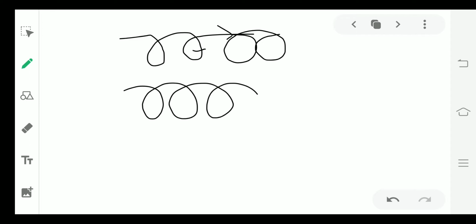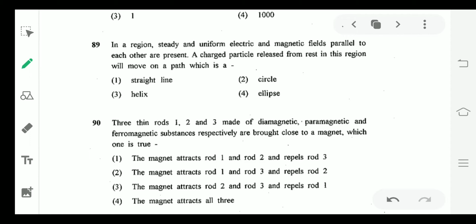Let me write it clearly. So the electric field will try to move it in a translational direction and the magnetic field will try to make the loops, because the nature of magnetic field is to move a particle in a circular direction, and the nature of electric field is to move it in a translatory motion. So ultimately the particle will move in the form of a helix-like loop, or you can say helix. So this will be the answer.